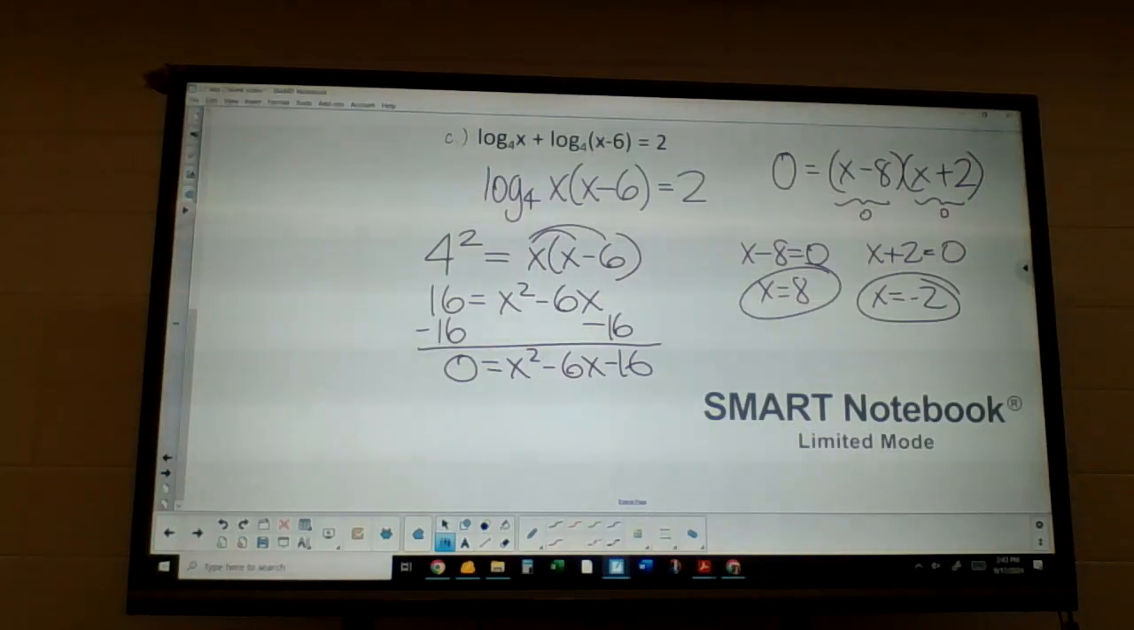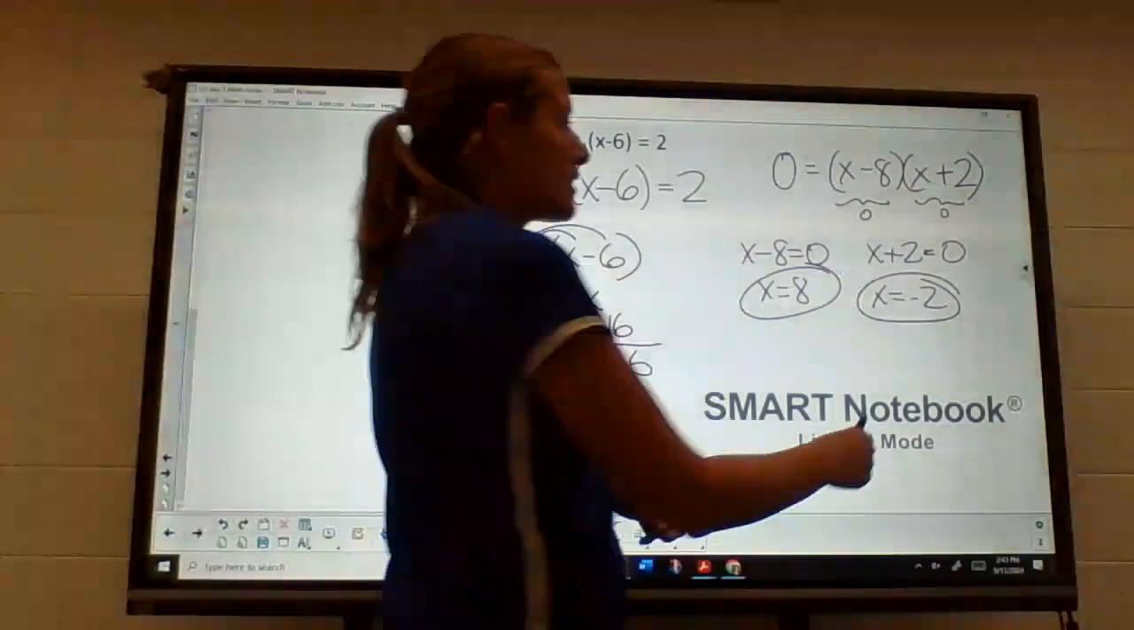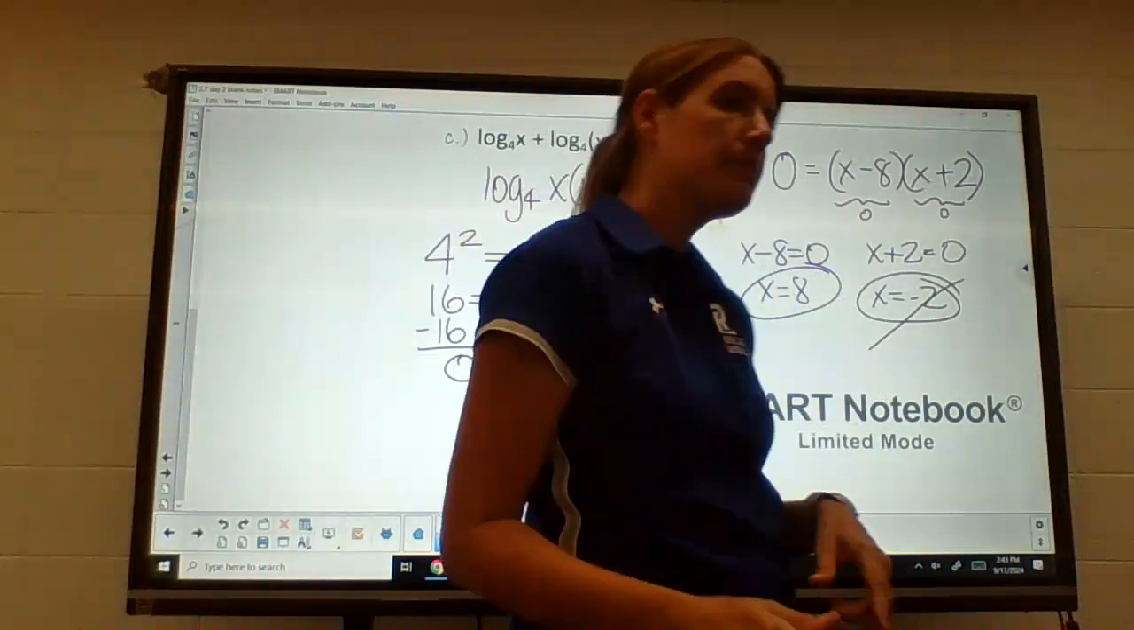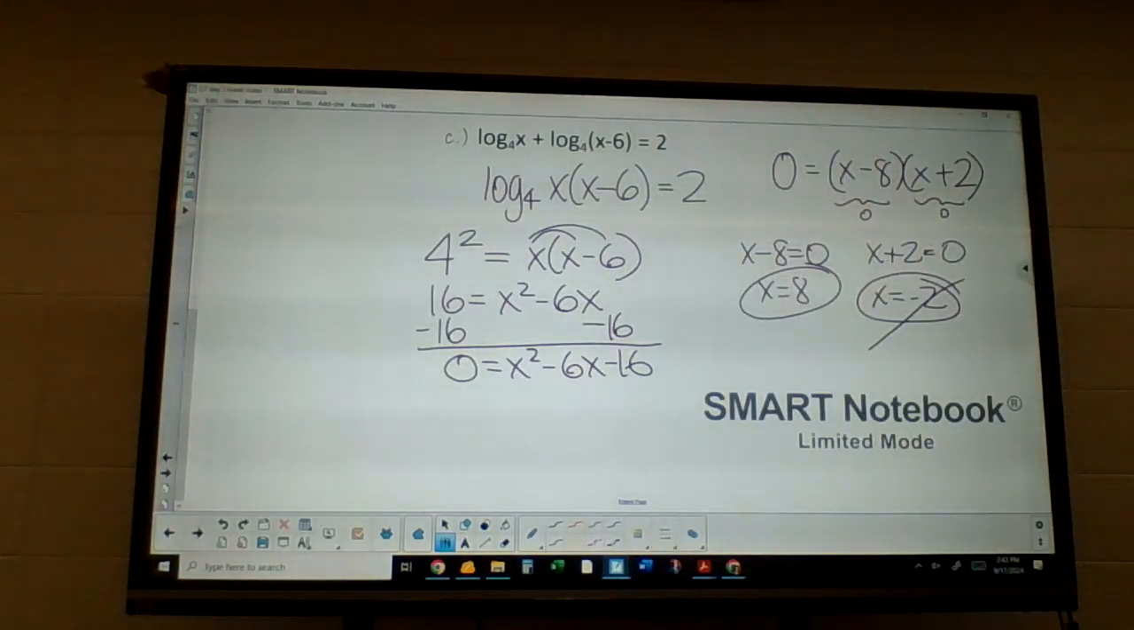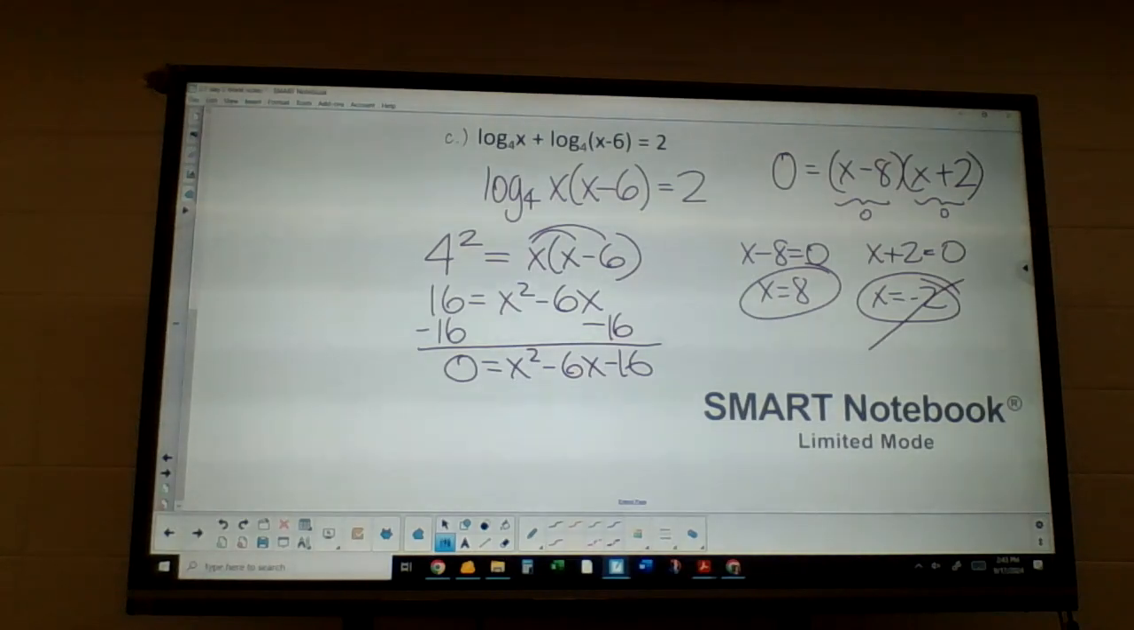Now, eventually, we're going to end up throwing this answer out. And your book's going to eventually throw it out. We'll talk about that a little bit more in the next few days. But technically, you can't take a log of a negative. So eventually, we'll end up throwing that negative value out. But for right now, just get used to solving.